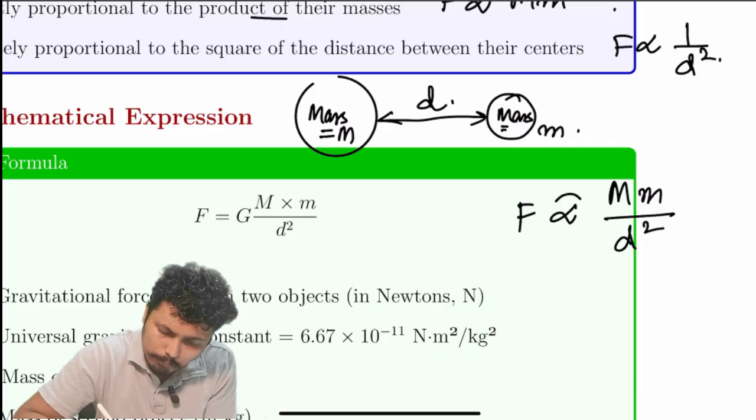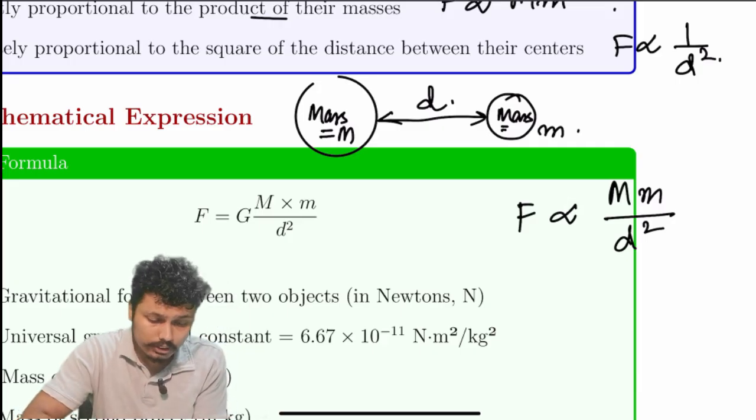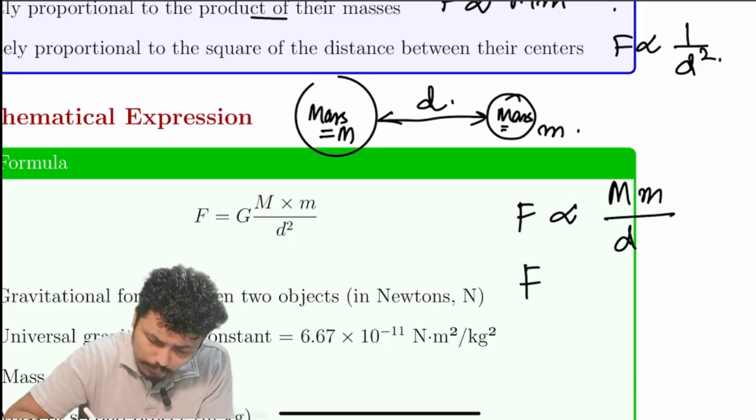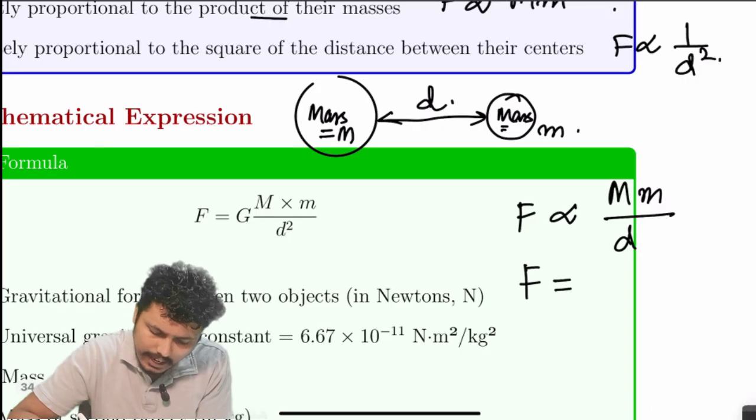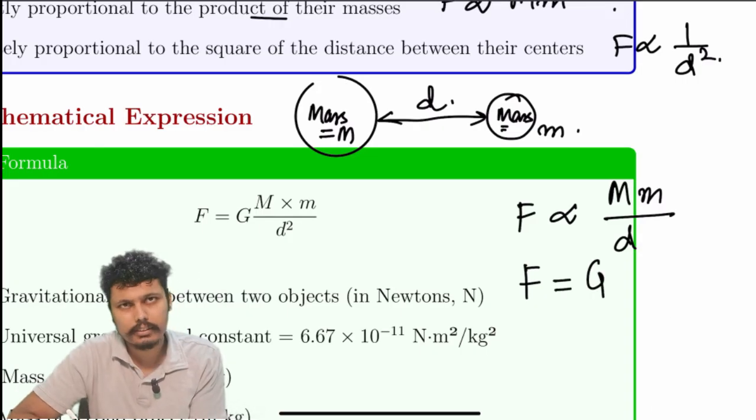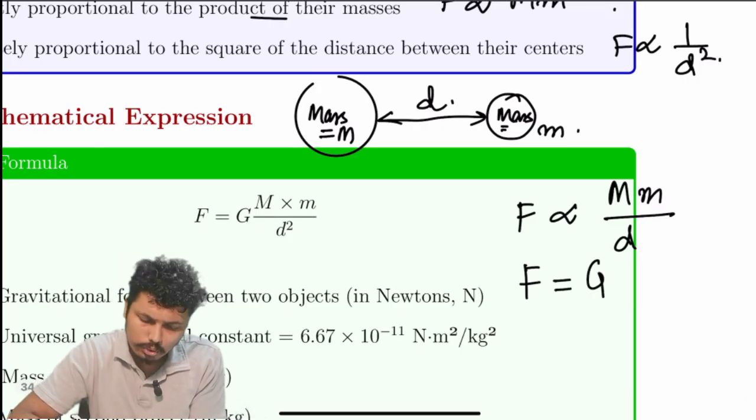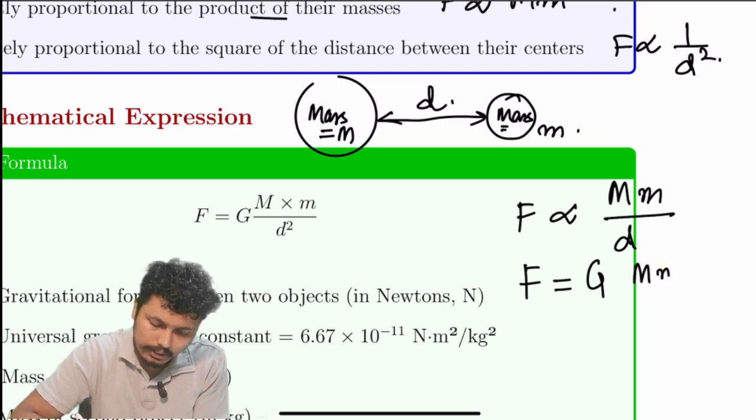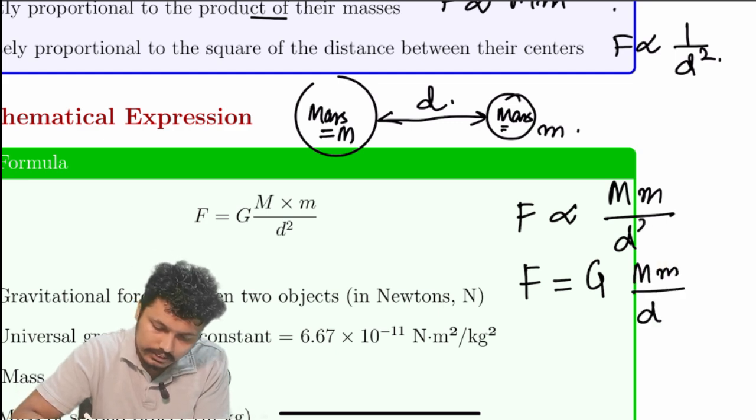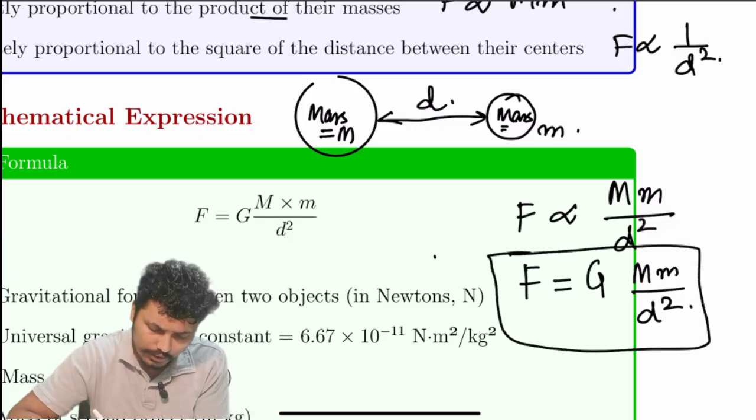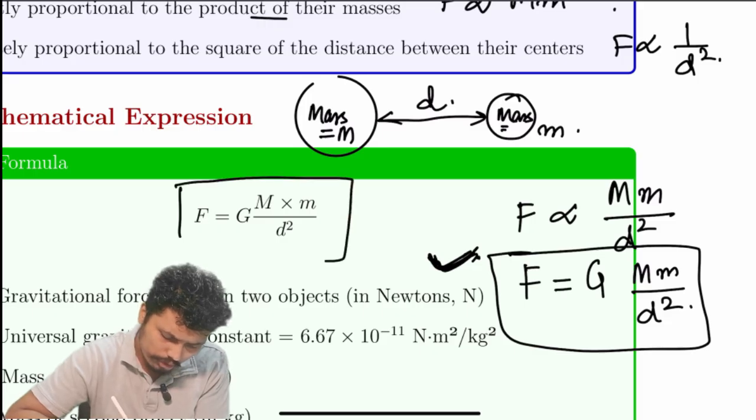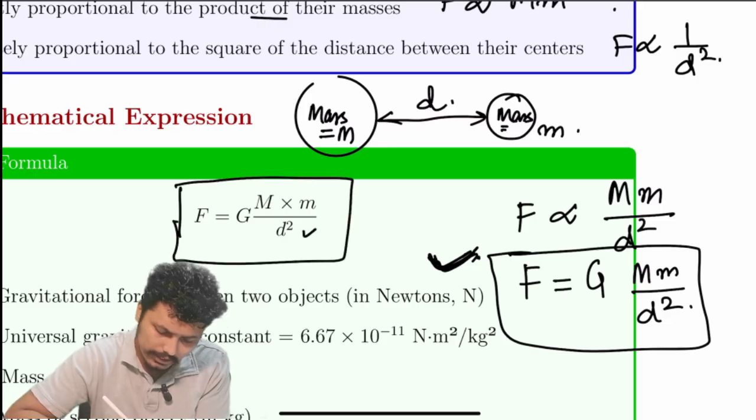Now, instead of proportional, if I put equal to, then I can always keep a constant. So instead of proportional, I put equal to, so there will be a constant G, and it will be m into m divided by d square. And this is my Newton's universal law of gravitation. Force equal to G m into m divided by d square.